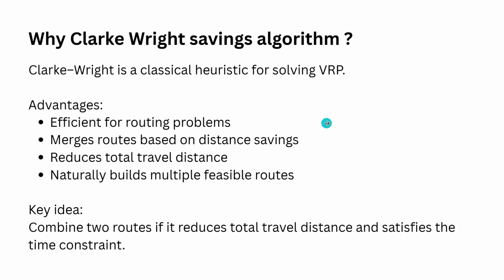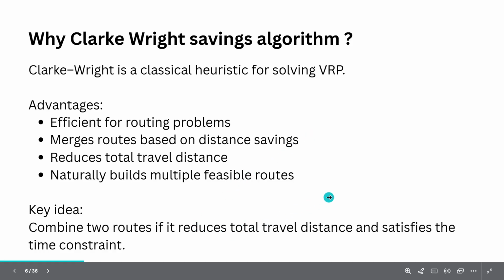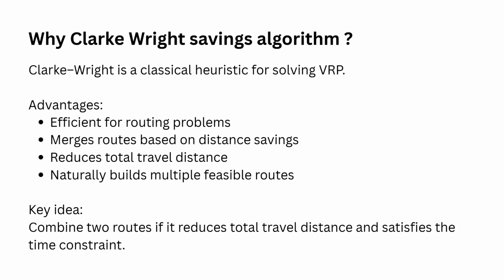Why the Clarke-Wright savings algorithm? Clarke-Wright is a classical heuristic for solving VRP. Some of the advantages it offers are: efficient for routing problems, merges routes based on distance savings, reduces total travel distance, naturally builds multiple feasible routes. The key idea is to combine two routes if it reduces travel distance and satisfies the time constraint. Basically, if I'm traveling to, let's say, location B in one day and location C in another day, and if I can combine visiting B and C in a single day, and the total travel distance reduces, and the travel time lies within the time constraint of 14 hours, I will just combine them and put them in one day.